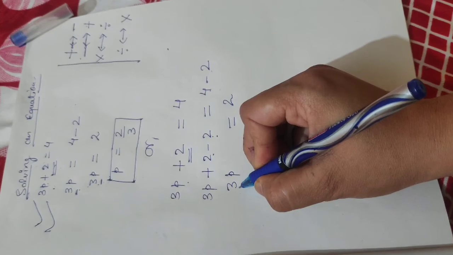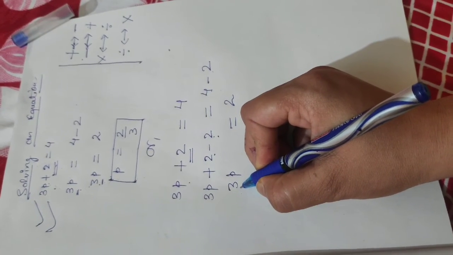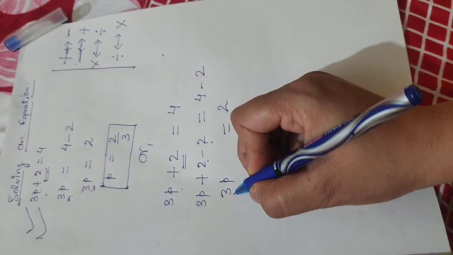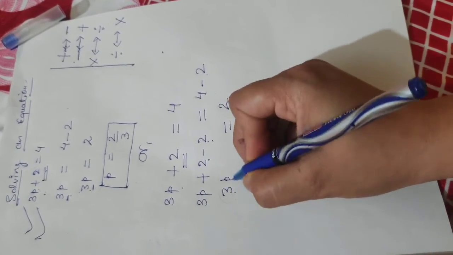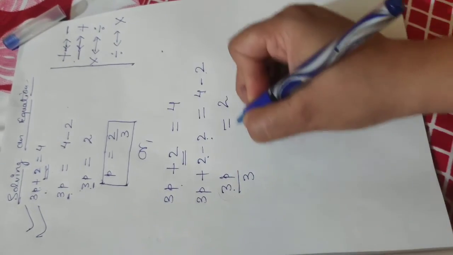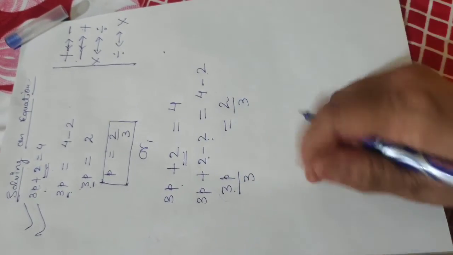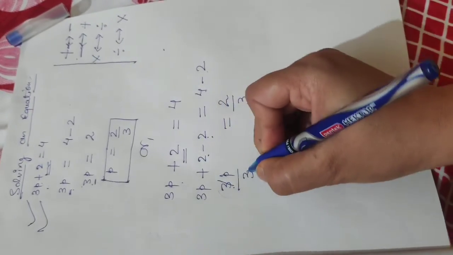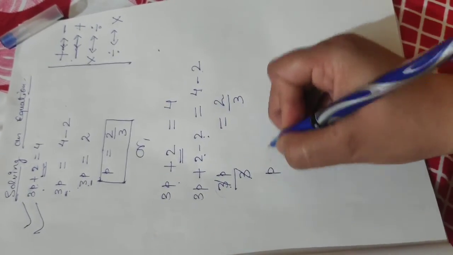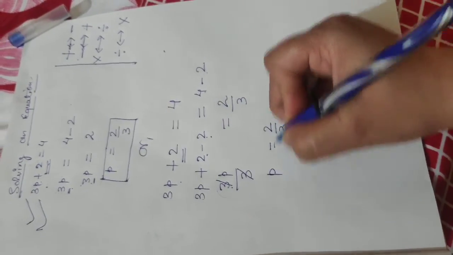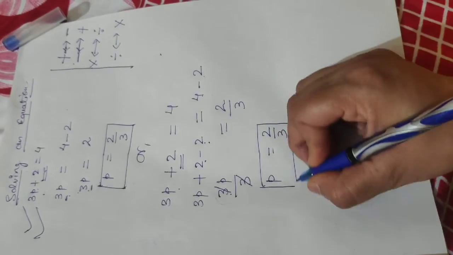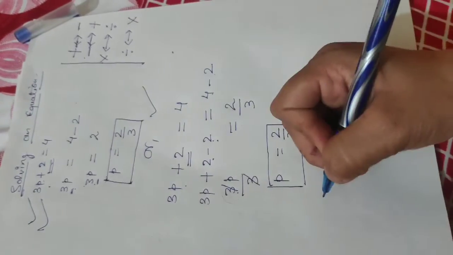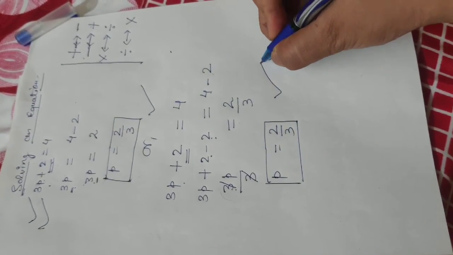Now what is left here with p? Only 3, which is with multiplication sign. So to remove this 3, we have to divide by 3. So if we are dividing it by 3, we have to divide both the sides so that the value may not change. Now this 3 will cancel this 3 and p is 2 by 3 from here also. So you can see this process or this process, they both are correct.